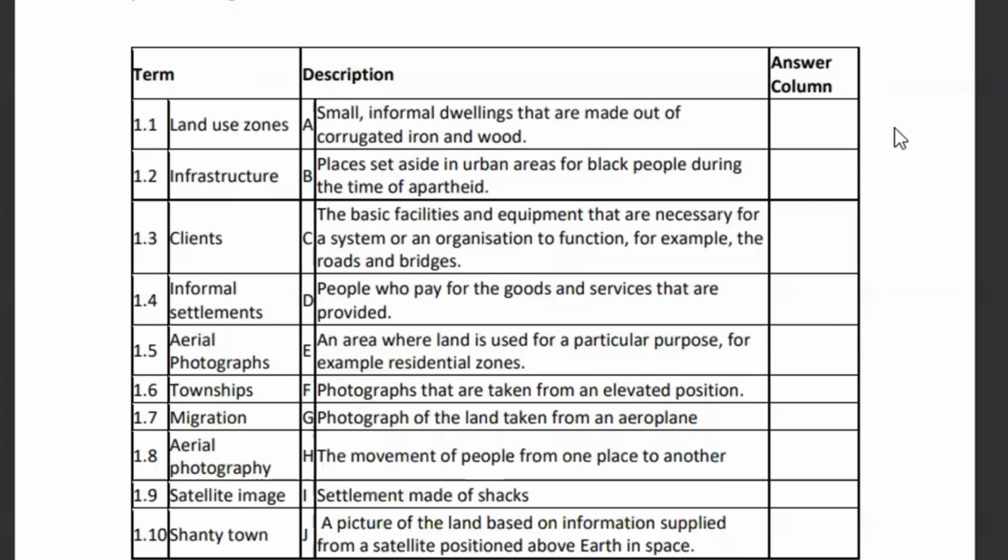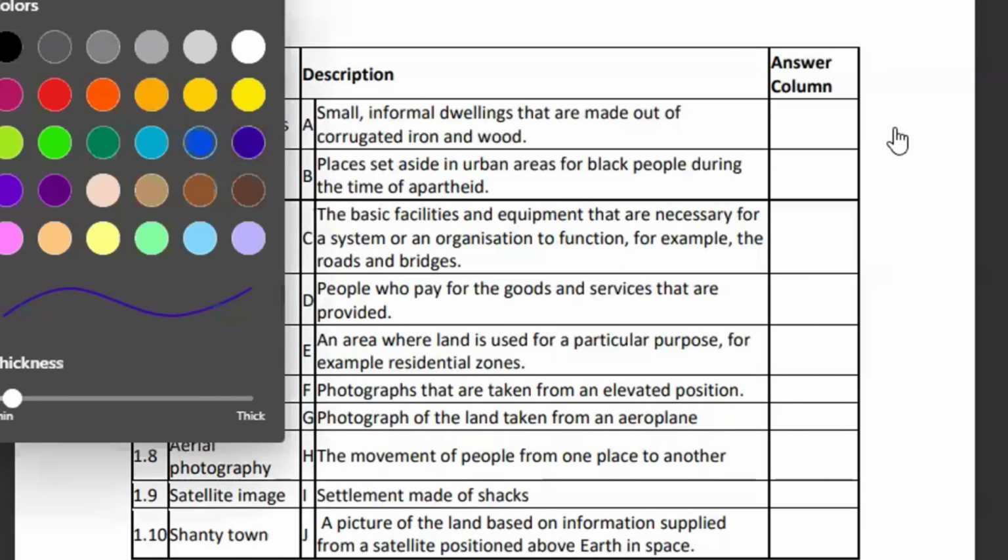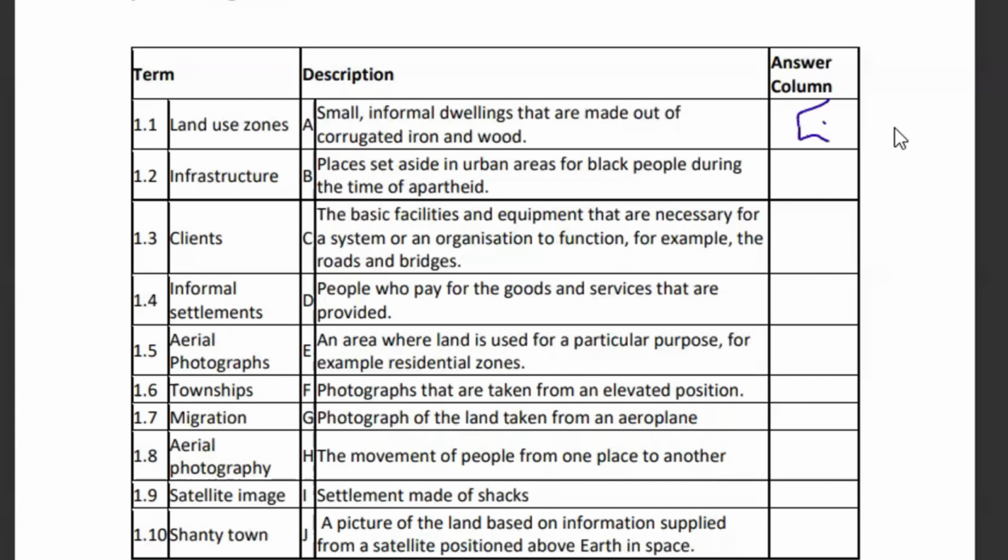So our answer for point 1.1 is E. So a land zone is an area. So our 1.1 is E. All right. And then let's go to 1.2, which is infrastructure.